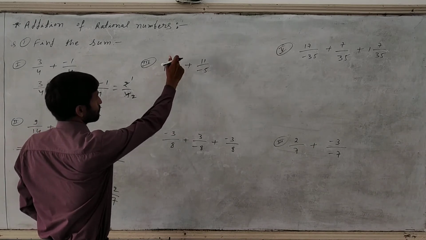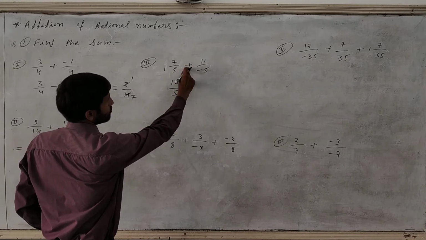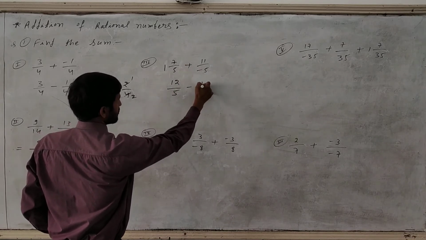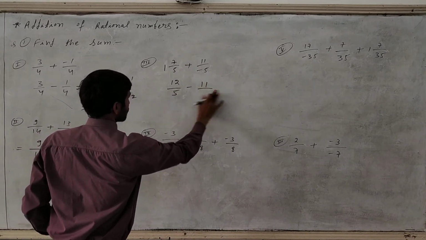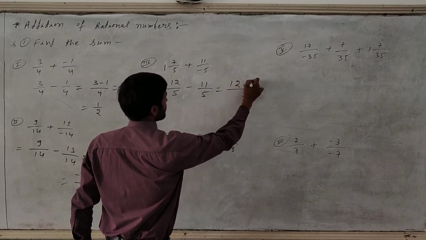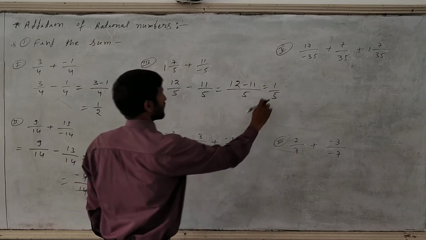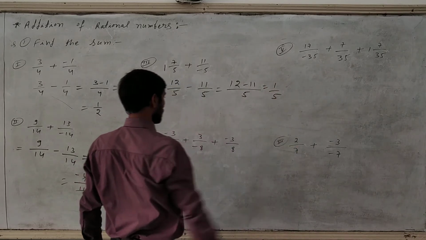Okay. 5 over 5, 5 over 5, 5 plus 7, 12 upon 5 will come. Again, just you see here plus and minus is there, so minus 11 upon 5 will come. Now we have to convert to 5, so 12 minus 11, 1 upon 5 will come. So the answer is 1 upon 5.